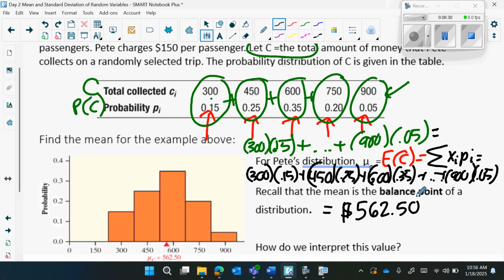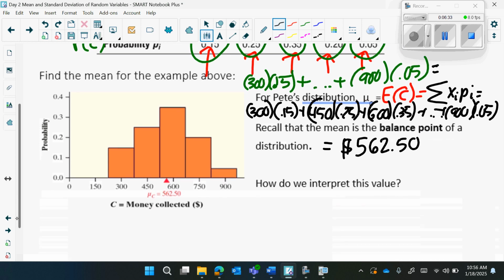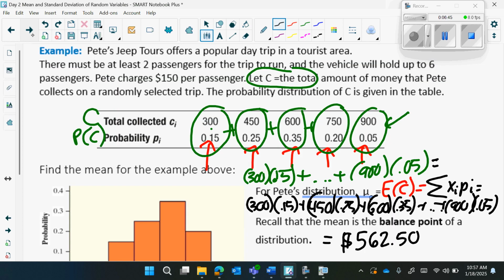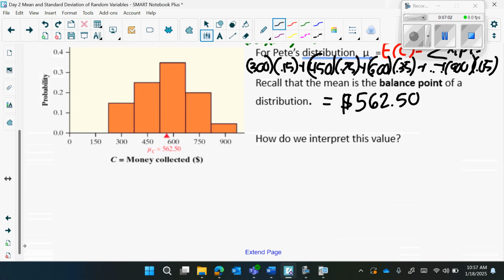All right. So how do I interpret this in context, you ask? Well, if you look back at the previous slide, it says that this is the average value over many, many, many repetitions of the same chance process. So if we think about Pete and his Jeep tours, if Pete conducted many, many Jeep tours, he can expect that his C, which is the total amount of money that he collects on a randomly selected trip, will average $562.50 collected, okay? So we're going to write that down right now.